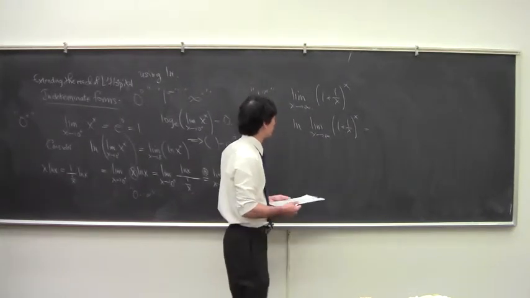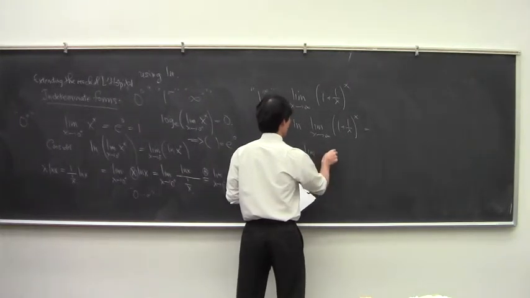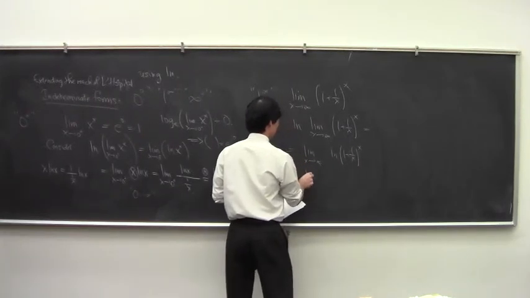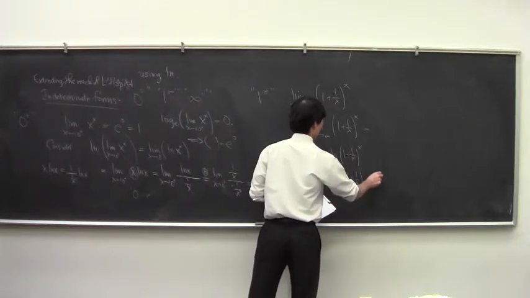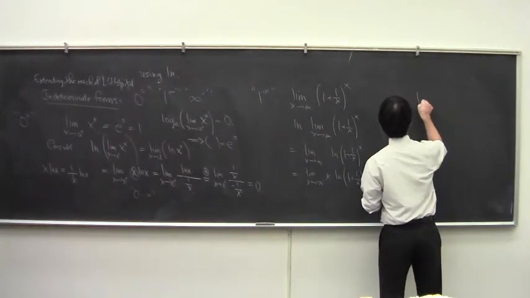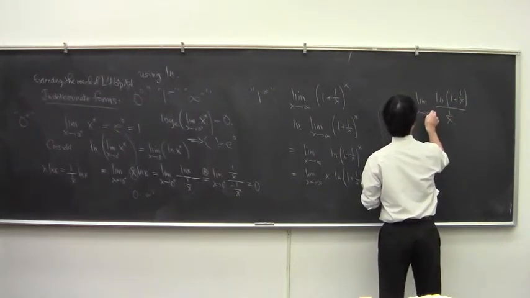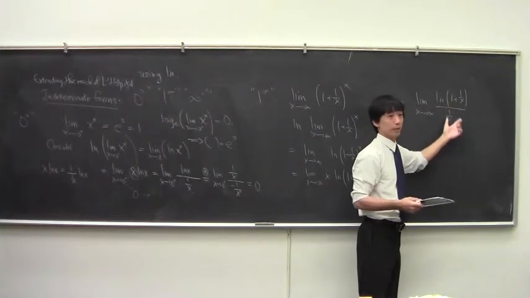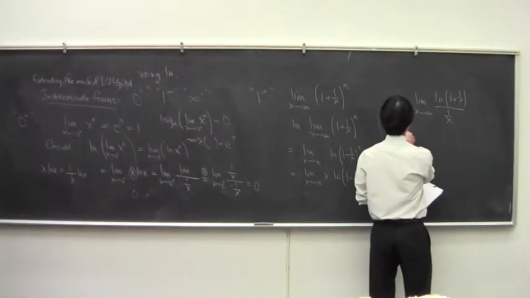Helen. So you take the ln of (1 plus 1 over x) to the x. Okay, so you slide the natural log in. And then again you pull the exponent out. And then I made it ln of 1 plus 1 over x, over 1 over x. Because if you do that, then it's in the 0 over 0 form. You've got something going to 0 on the top and something going to 0 on the bottom. Then you apply L'Hopital's rule.